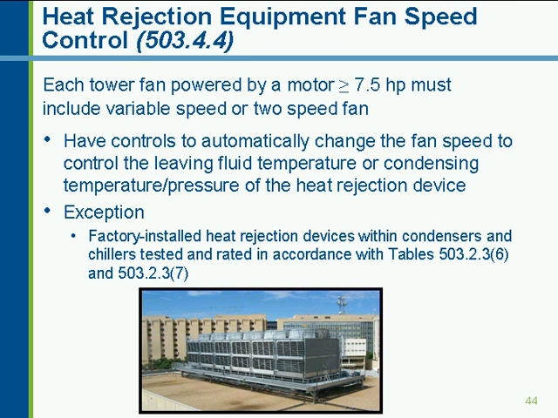Cooling tower heat rejection equipment requirements. Each tower fan or heat rejection equipment fan powered by a motor greater than or equal to 7.5 horsepower must include a variable speed drive or a two-speed fan. They need to have controls that automatically change the fan speed to control the leaving fluid temperature or the condensing temperature or pressure of the heat rejection device. There is an exception if you've got factory-installed heat rejection devices within condensers and chillers that are tested and rated in accordance with the efficiency tables 503.2.36 and 503.2.37. They do not need to include those tower fan motors or the fan controls.